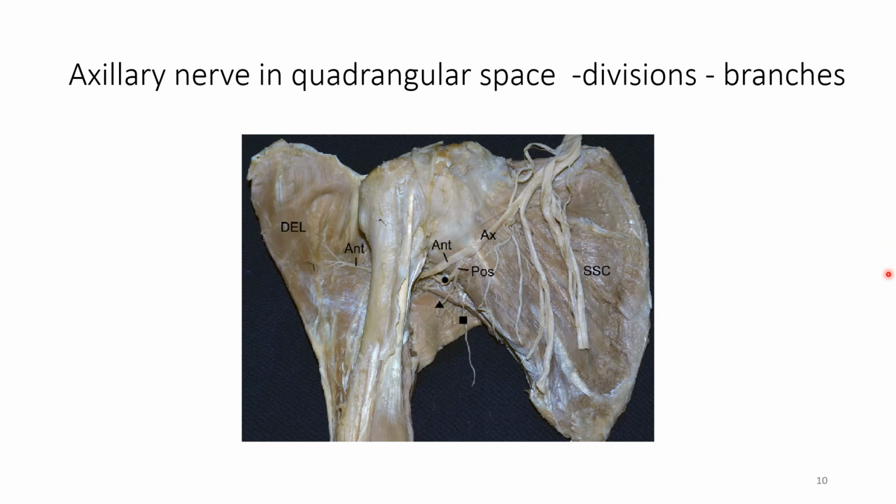In this dissection, you can see the subscapularis muscle, and you can see the division of the axillary nerve into anterior division and posterior division. You can see the distribution of the anterior division to the deltoid muscle, and then the distribution to the deltoid muscle by the posterior division, and the branch to the teres minor, which shows a pseudoganglion.